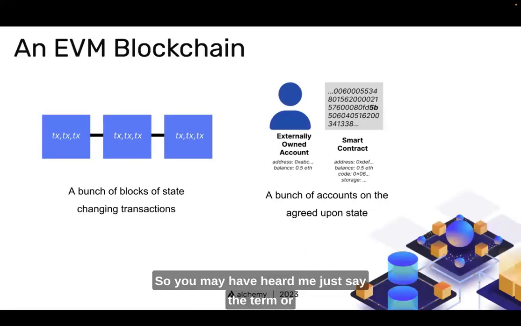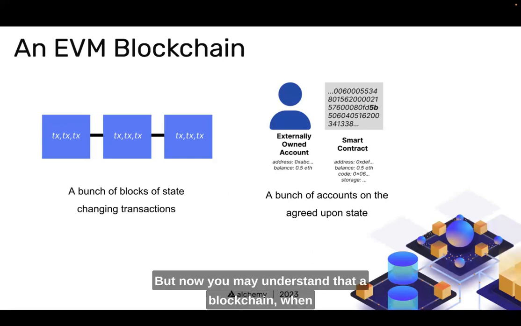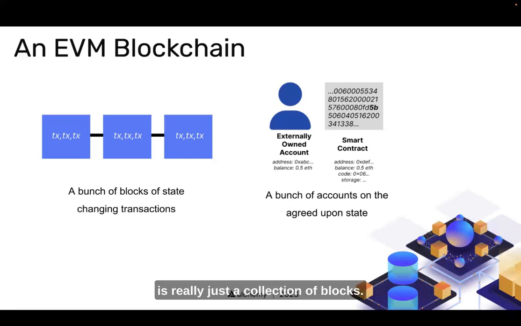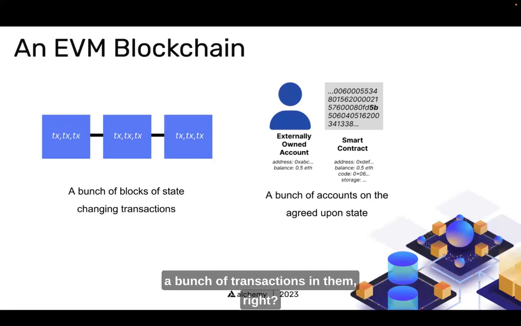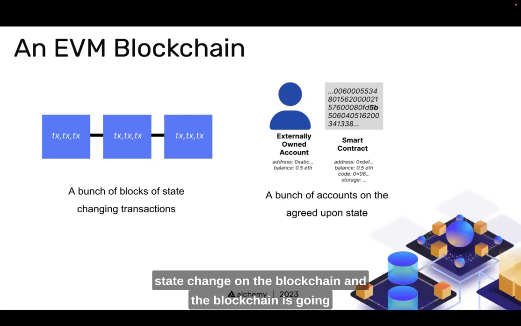So you may have heard me just say the term or the idea that a transaction was included in a block. So we haven't really talked about a blockchain on a high level, but now you may understand that a blockchain, when you're thinking about it just in terms of blocks, is really just a collection of blocks. It's a bunch of blocks that each have a bunch of transactions in them, right? So if you take a look at this on the left-hand side, you see that we have 3 blocks, each of which have 3 transactions inside of them. And each of those transactions is going to make some state change on the blockchain.